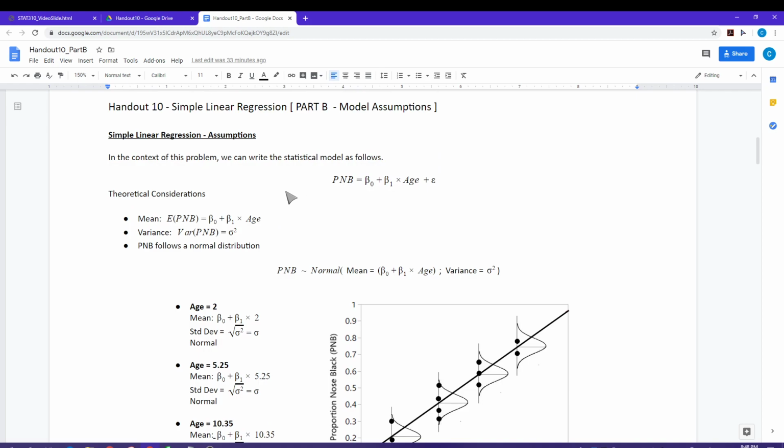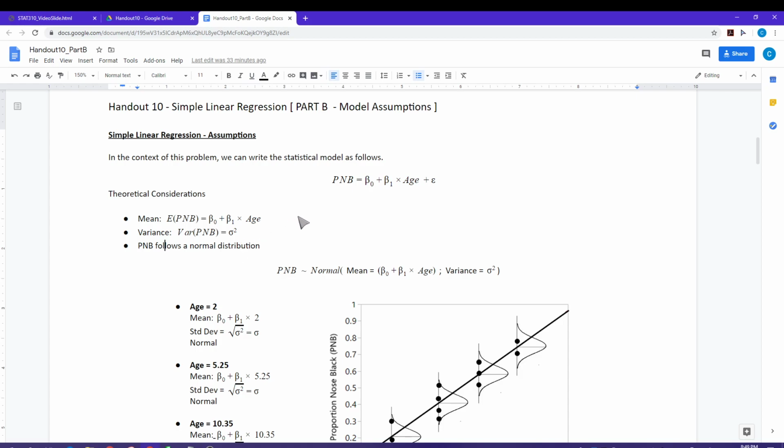Okay, in the context of this problem, we can write our statistical model in the following form here. So I'm just putting in PNB for the Y and age here for the X. The mean, again, of this is given by the regression line here. The variability is given by the error term or the residual value. And one additional consideration is that the response needs to follow a normal distribution.